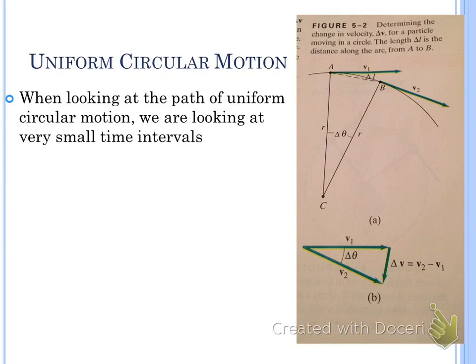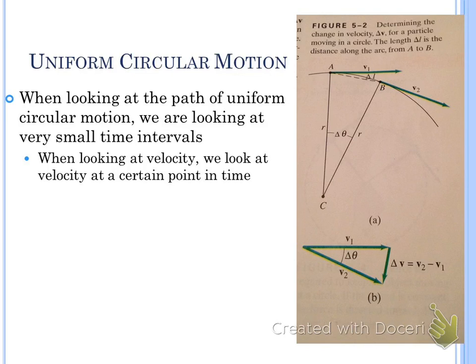When we look at the path of an object that's moving in a circle, we're essentially looking at infinitesimally small amounts of time that it's moving in a straight line. But that straight line changes position with every millisecond, every nanosecond, whatever it is. We're changing position as we go around that circle. So essentially we're looking at really, really small time intervals.